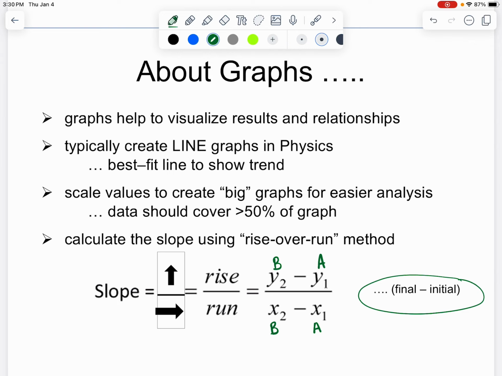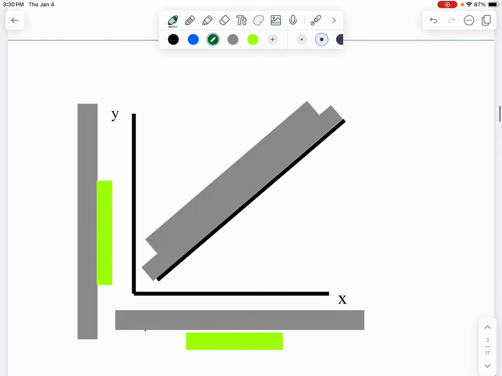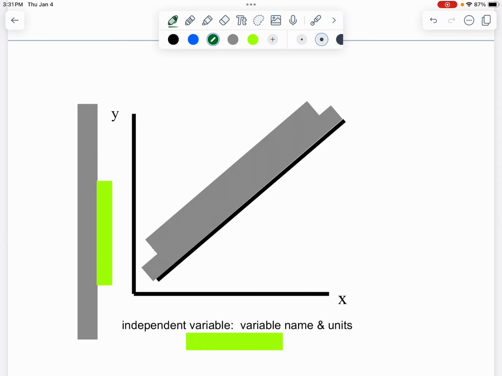Instead of saying y2 minus y1, we're going to want to say final minus initial. Here we're just going to talk about the basic labels that need to go on the graph and what the different parts represent. Our x-axis is going to represent our independent variable. So this is often the thing that we're going to manipulate as part of our setup. For us though, a lot of times it's really just time.